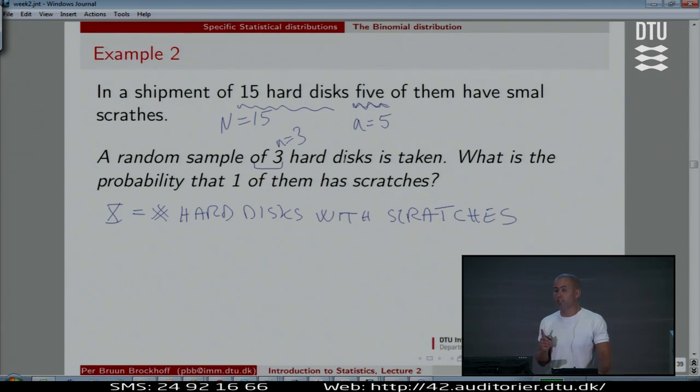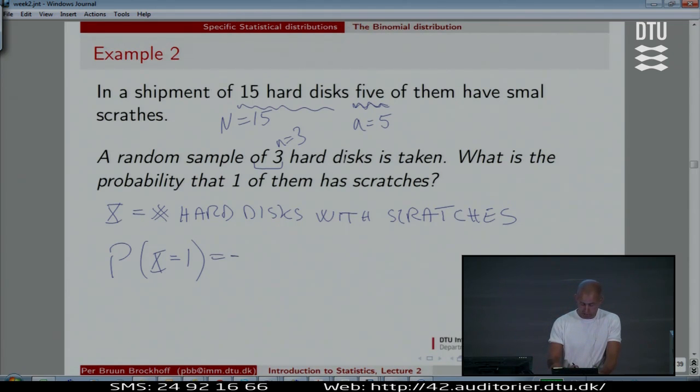This is the one which is hypergeometrically distributed. Before I show you the formula, it's a matter of combinatorics actually to understand the hypergeometric distribution. If I'm interested in this case, what is the probability of having exactly one of the 3 being a defect, being one of those with scratches? How can I find this probability based on combinatorics?